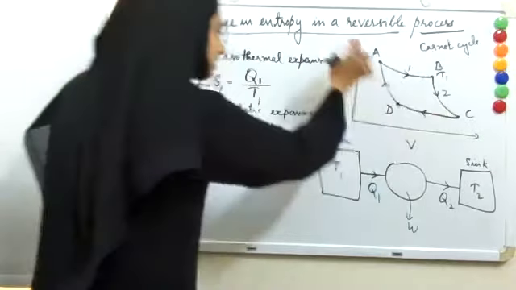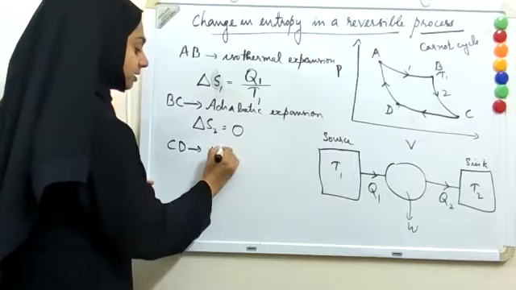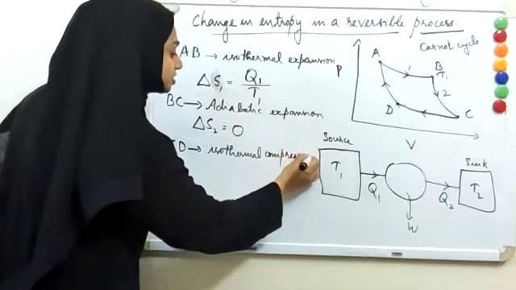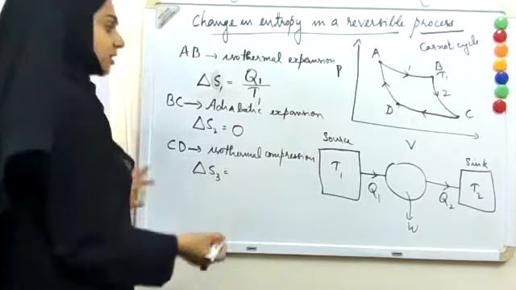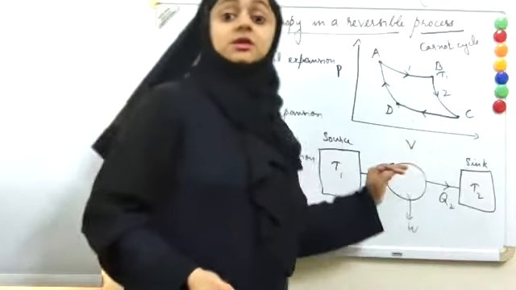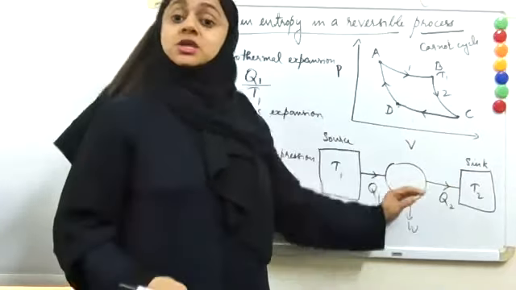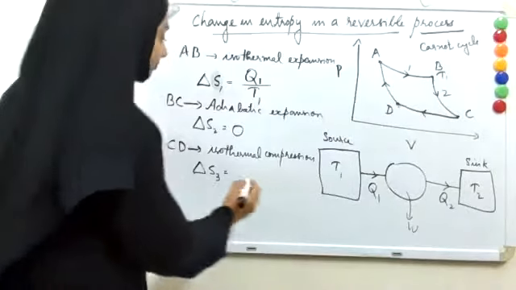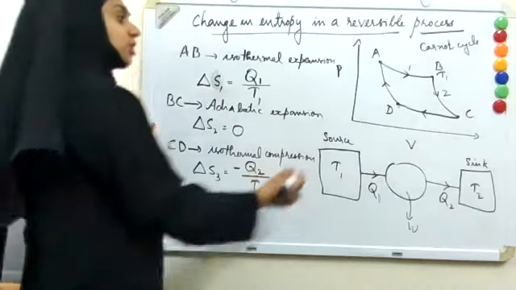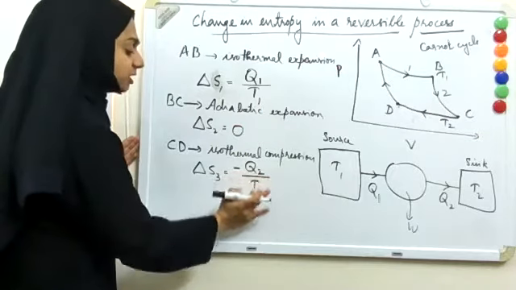Now let us consider CD. What is that process? Isothermal compression. What is delta S3? Delta S3 means the amount of heat. Now this amount of heat is rejected, given out, right? So the change in heat energy will be minus Q2. Why minus Q2? Because heat energy is given out of the system. So I can write delta S3 is equal to minus Q2 divided by T2, because it occurs at a temperature T2. So during isothermal compression, delta S3 is equal to minus Q2 by T2.